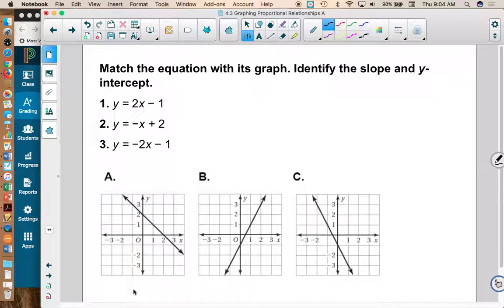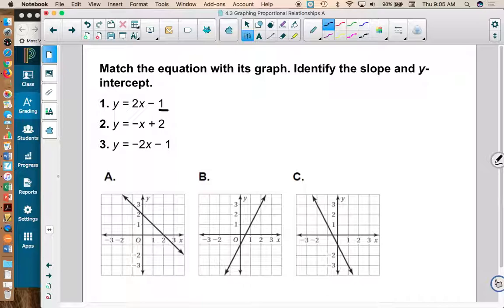Match the equation with its graph. Identify the slope and the y-intercept. So we have 3 graphs, and it may be a little bit hard to see right now because of not having your paper copies. You have to figure out which one of them. We're going to look at number 1. If I know that that is my y-intercept, is that a positive one or a negative one? Negative. It's a negative one.